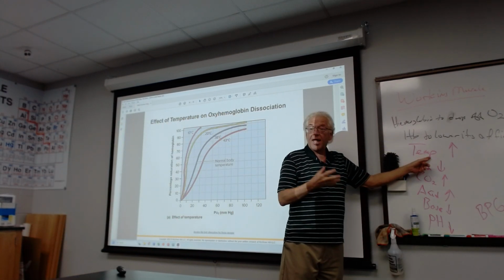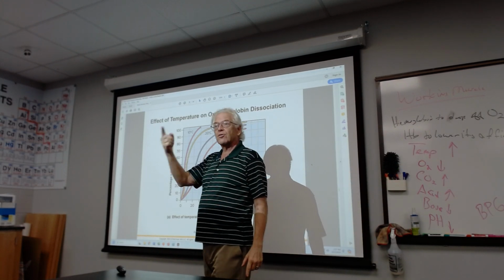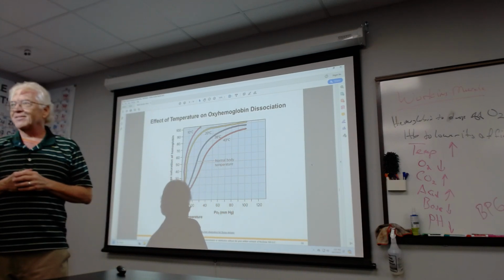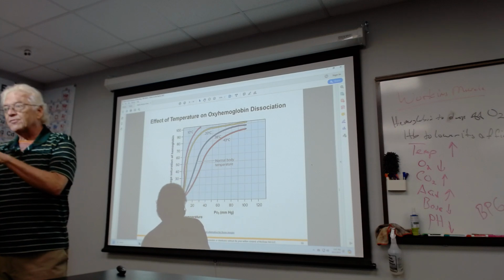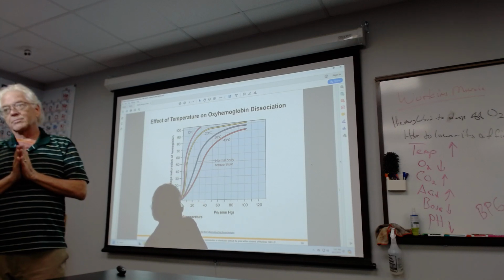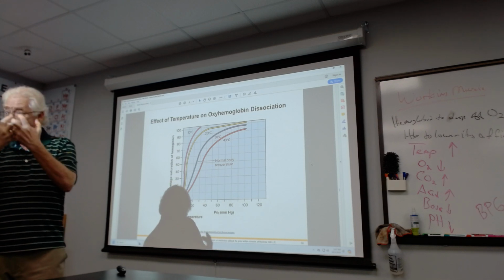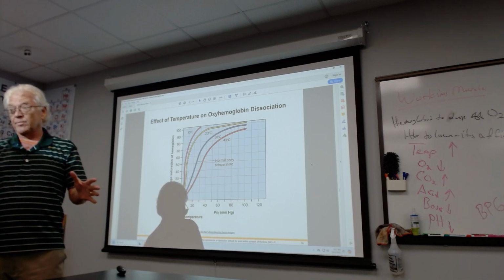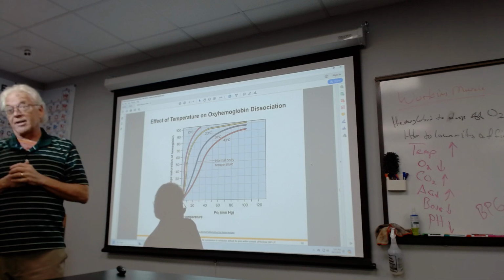When it's colder, it holds on to the oxygen longer, so it can circulate and only drop a little bit off to keep your brain alive. And that's why people who fall through the ice can actually survive being underwater. Because the coldness makes the hemoglobin hold the oxygen more, and if your body isn't working, the only thing that's going to be warm is your brain, and it's going to get the oxygen that it needs.